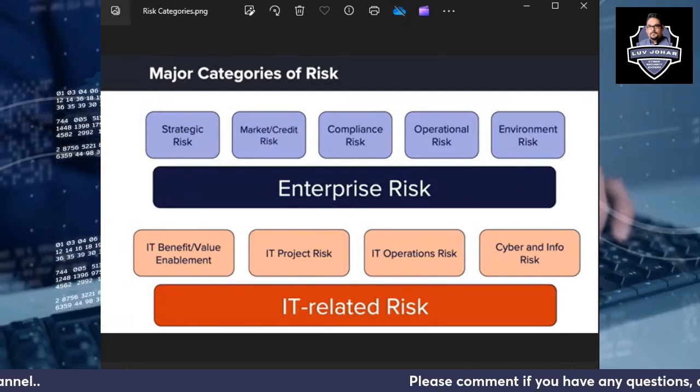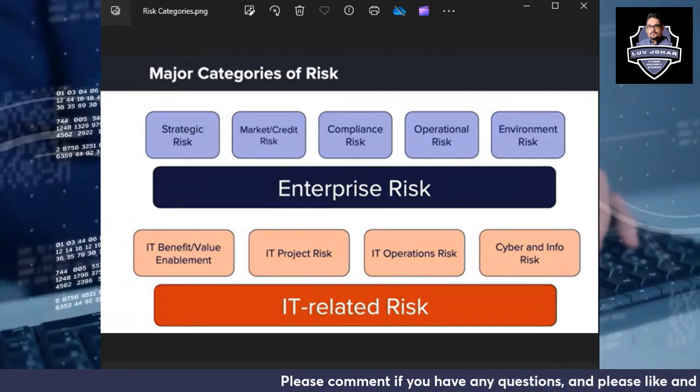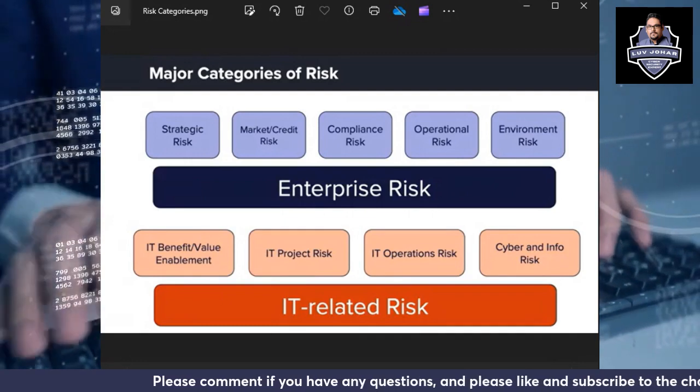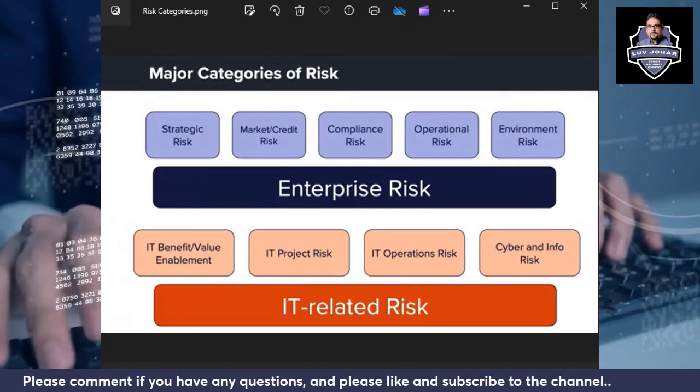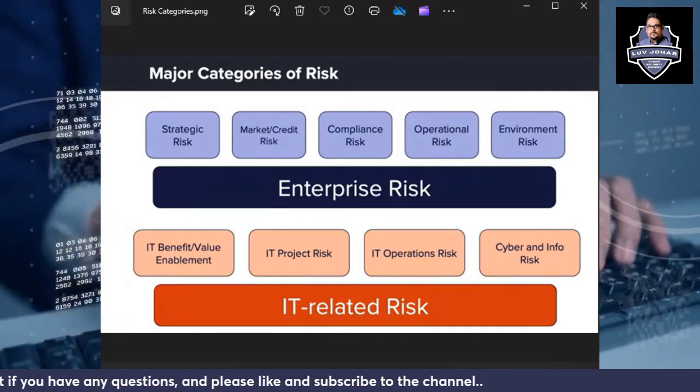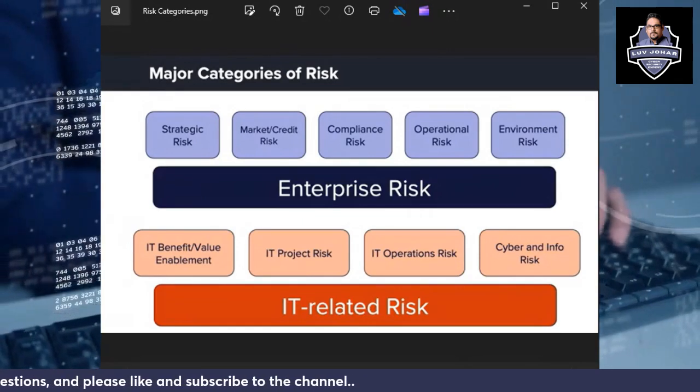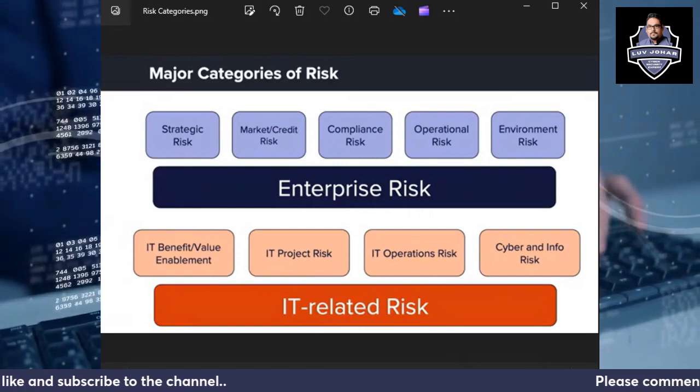Operational risk is if the operational procedures are not followed properly as per the standard protocols, set of procedures, SOPs, then it becomes an operational risk. If the defined policies and procedures are not followed by the employees, then it becomes an operational risk for the organization. Okay.